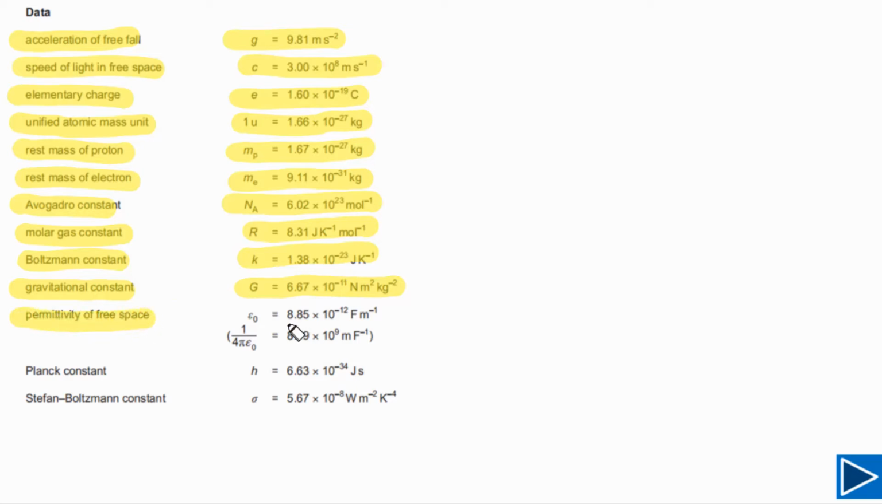Permittivity of free space. Maybe you will not need it for AS level, but you will need this for A2 physics. Next one is Planck's constant. This is also required for A2 physics. Last one is Stefan-Boltzmann constant. This is also part of A2 physics.